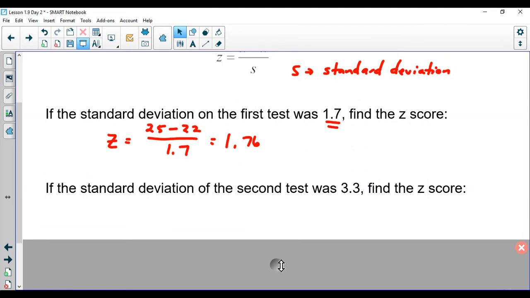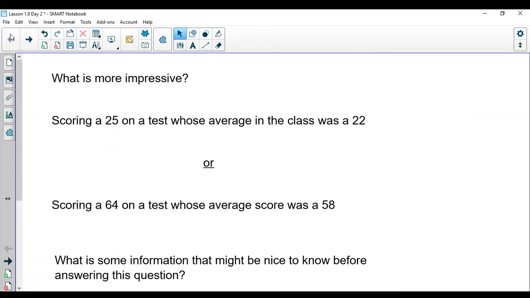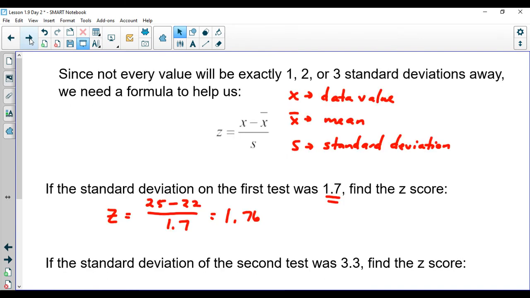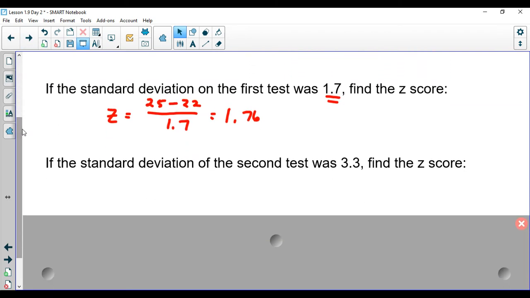Well, let's compare that to the second test. We're told for the second test, the standard deviation was a 3.3. I don't remember what our score was. So we got a 64 when the average was a 58. So our z-score for this one is 64 minus 58, and I'm going to divide that answer by 3.3. So 6 divided by 3.3 is 1.82. Or in other words, we were 1.82 standard deviations above the mean.